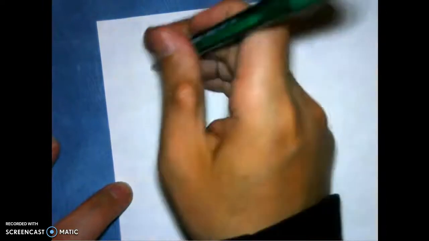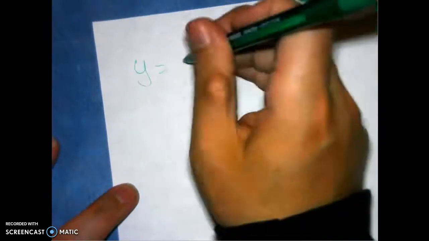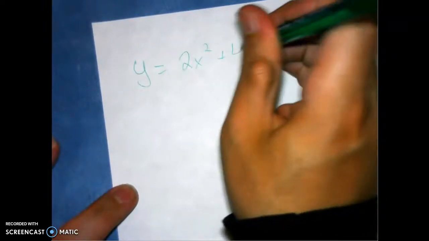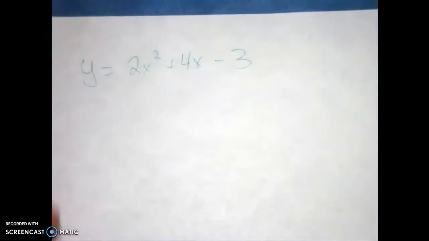Okay, this is going to go over how to find the vertex. And we're looking at quadratics that kind of look like this, something like this. Okay, and we're trying to find the vertex of it. We're going to use the opposite b over 2a method.